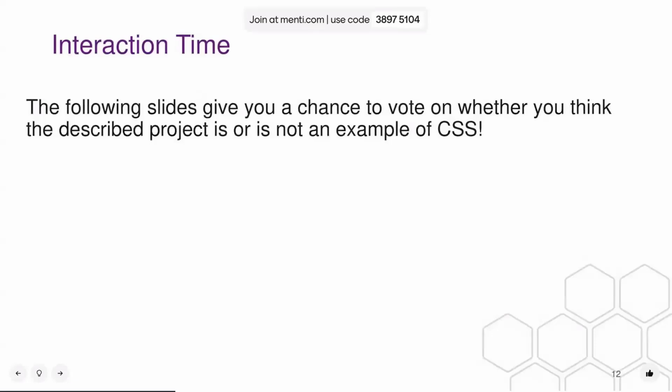And to see whether any of that made sense, whether I've got the concepts down right with everyone, we're going to have a little bit of interaction and give you the chance to vote on whether you think a given project is a computational social science project or not. So if you would like to head back over to Mentimeter, we can get this set up and then you can start voting.